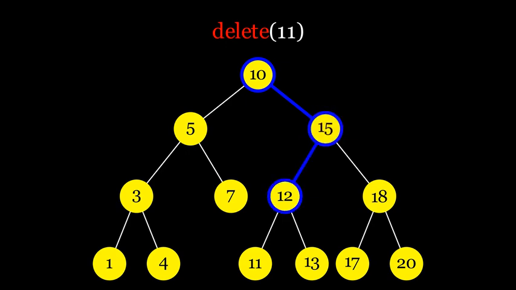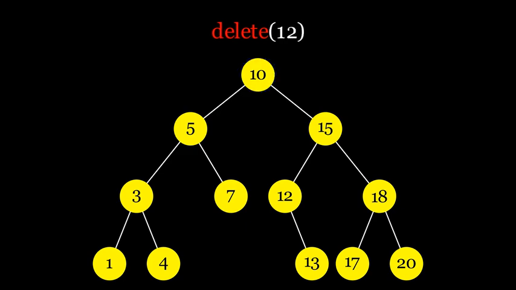In this case, the target element 11 is a leaf node, meaning it has no children. Once the algorithm finds the node, it will simply remove it by setting the parent node's reference to none. Since it's a leaf node, there's no need to restructure the tree further, and the recursion will return, confirming the deletion. The tree will be updated with 11 removed, maintaining the overall structure.